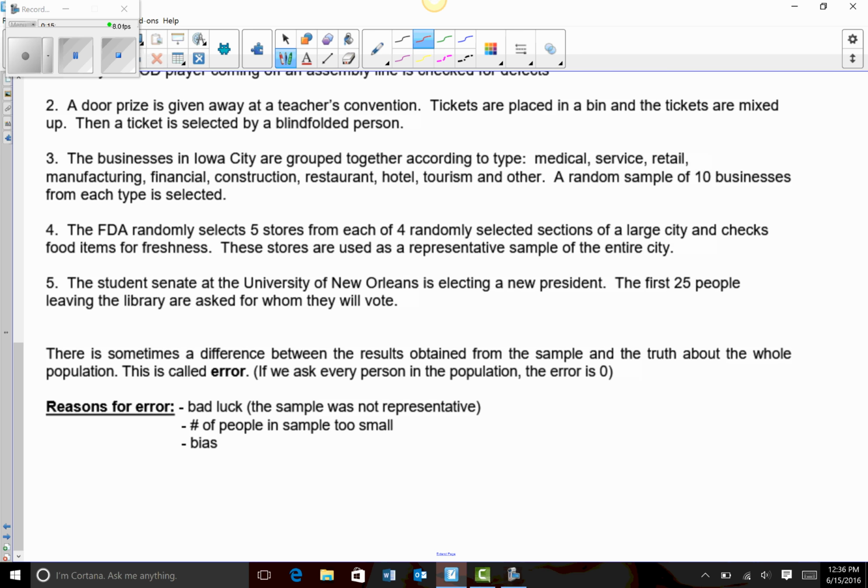I've been talking about how we want to try to get away from our bias. There is also what's known as error, and error is whenever there's a difference between the results obtained and the truth that we know about the population. There are some possible reasons for error.